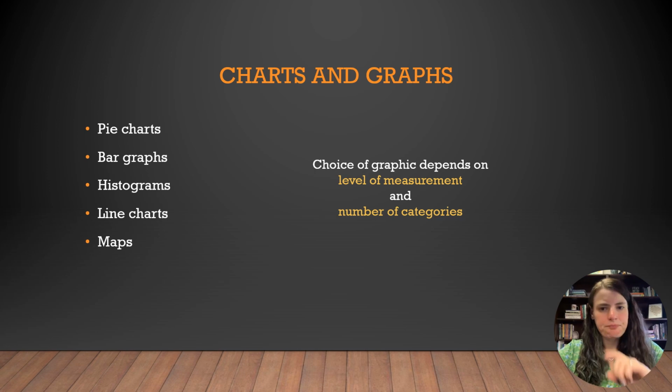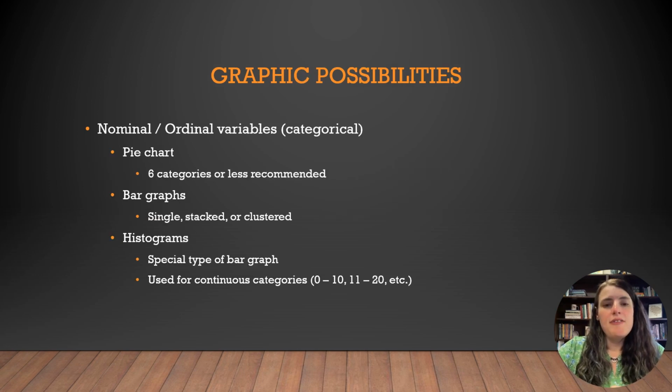However, there are some no-nos when it comes to graphing, depending on the level of measurement of your variable and the number of categories in the variable. If you have a nominal level variable, you will want to use either pie charts, bar graphs, or histograms. I'm sure you're familiar with the first two, but you may not have heard of the last type of graph. A histogram is a special type of bar graph that's used for continuous categories. The bars in a bar graph are separated, but the bars in a histogram touch one another. So it's useful for variables that continue across all the values. And I'll show you what I mean in a second.